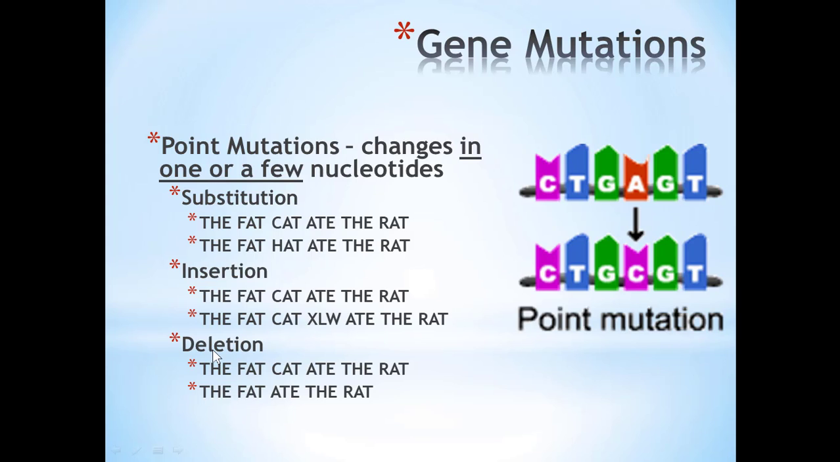The next type of mutation is deletion. From deletion you can understand that the root of this word means removed, when the genes are escaping. For example, the normal sentence is the fat cat ate the rat, but the fat ate the rat. The escaped word was cat.